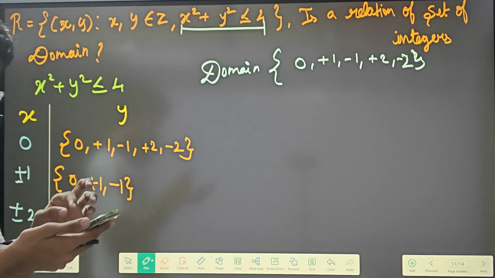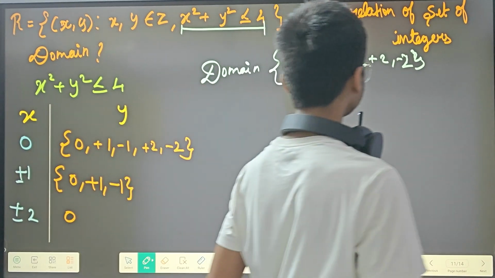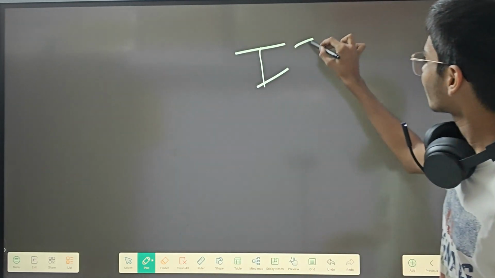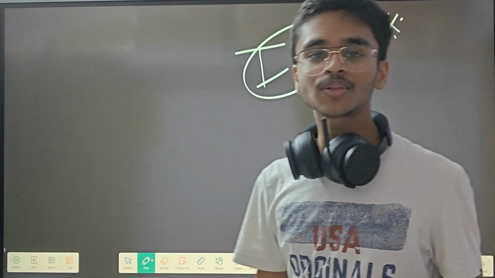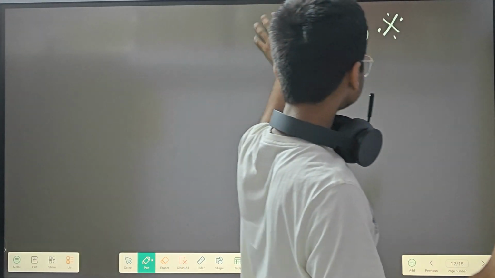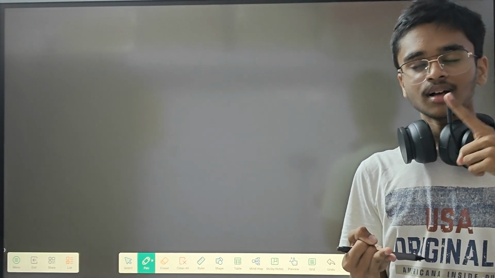Perfect. Now last but not the least, this is some other thing. Inverse relation, very important. For what? For one upcoming chapter, we are going to completely discuss this inverse relation, and for this inverse function only. What is that? It is going to be inverse trigonometry, ITF. This is very important for that chapter, which is inverse trigonometry, where you have to know inverse functions, and for inverse functions you have to know inverse relations.